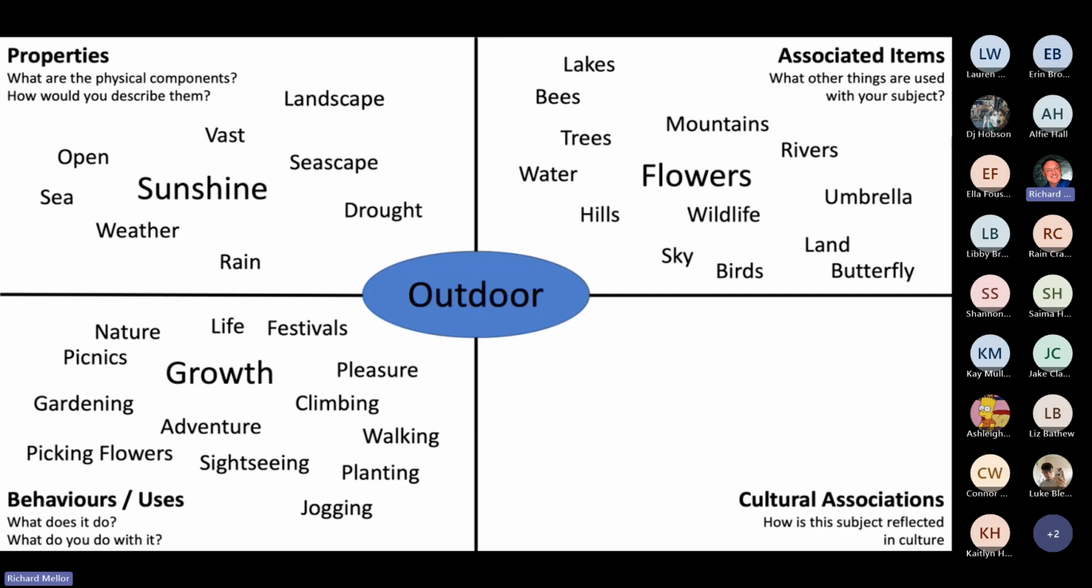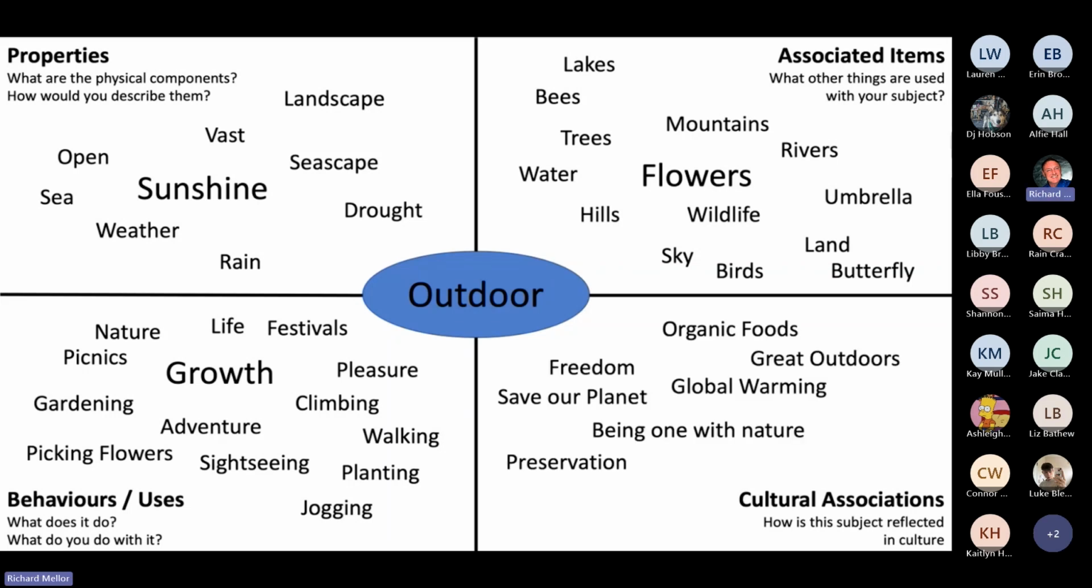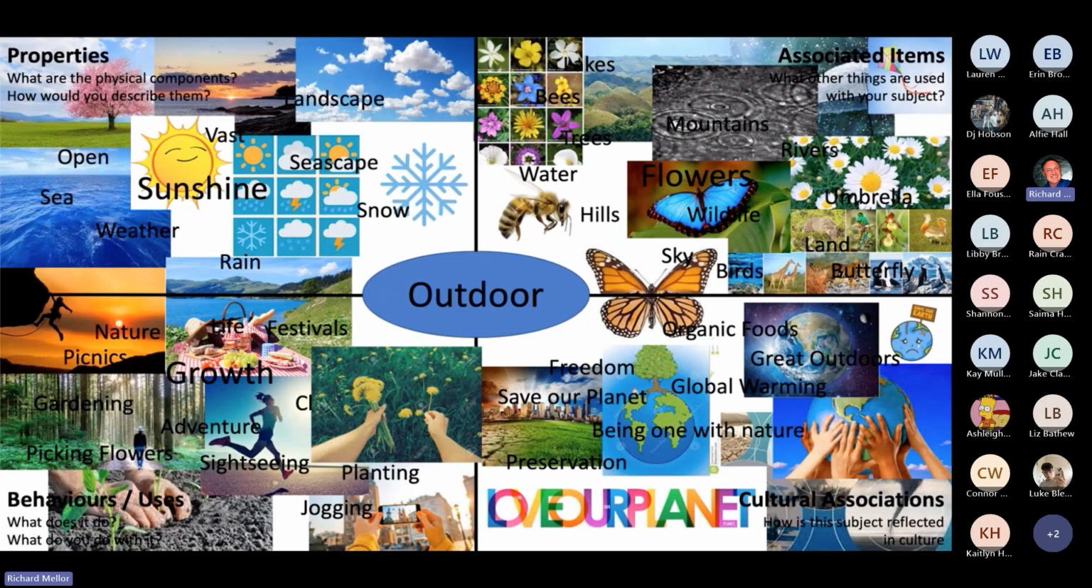And then behavior, we maybe write down words like, well, it's a festival, it's gardening, pleasure, climbing, hiking, picking flowers, planting, jogging, adventure. And then in the bottom right-hand corner, you think about cultural associations, maybe organic food, freedom, global warming, preservation. And then when you've done that, and only when you've done that, can you then visualize by way of an elaborate storyboard, something that can help you draw out a eureka moment.